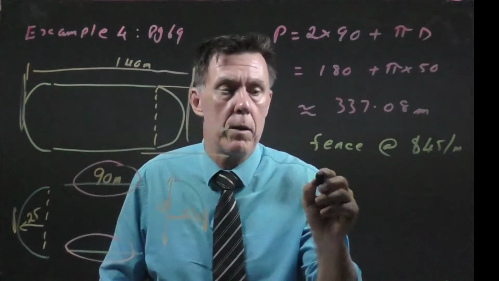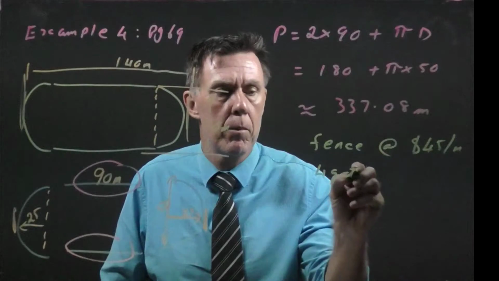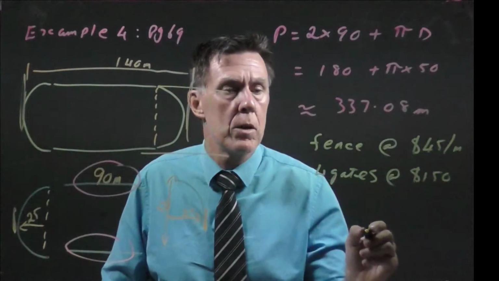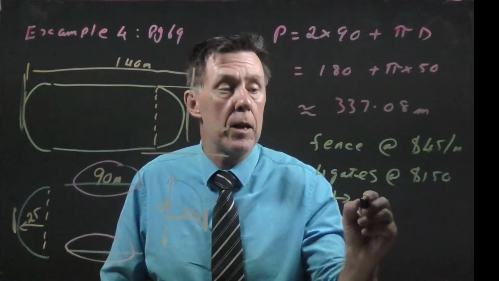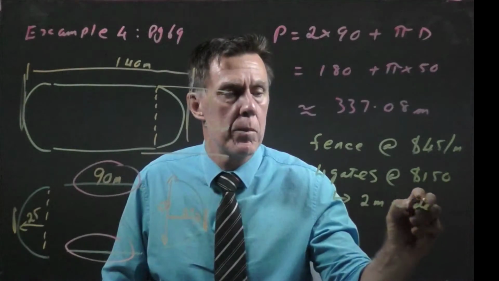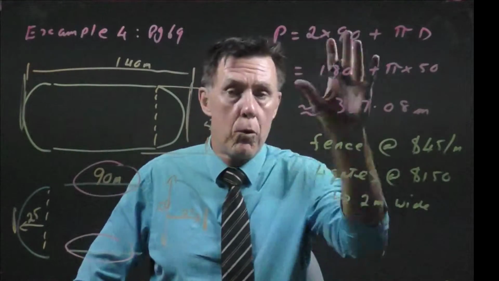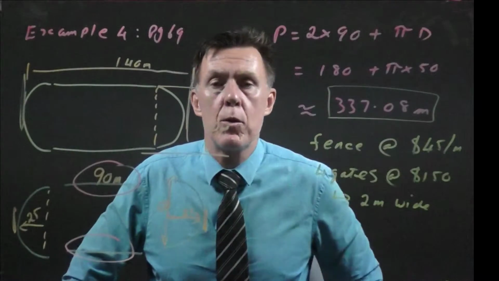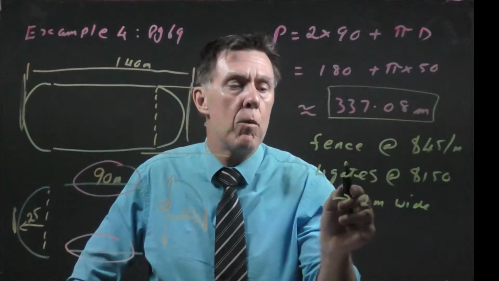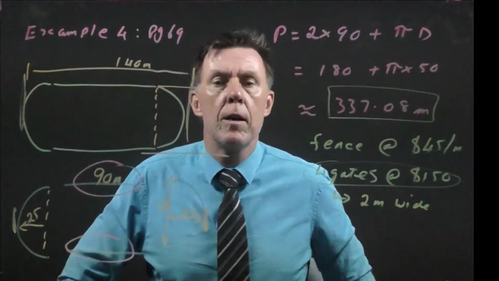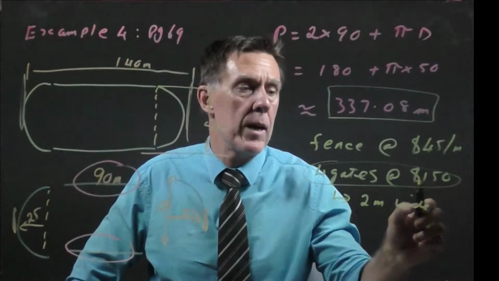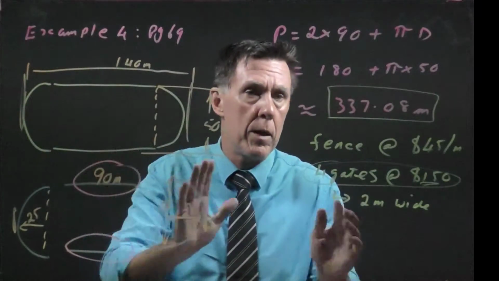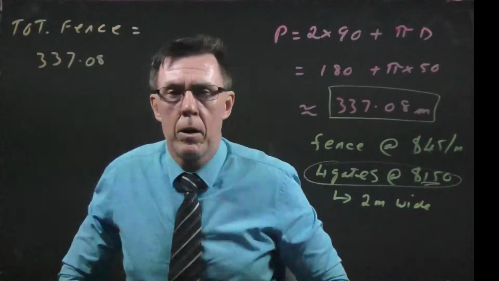But you also have to put in 4 gates. Each gate is going to cost $150 and each gate is going to be 2 metres wide. So we need to work out what this fence is going to cost. So all the way around the track is 337 metres. But the first thing we need to do is take out the gates, because the cost of the gate is a lot more than the cost of the fence. I'll give myself a bit of room here and I'll come back and finish this off.